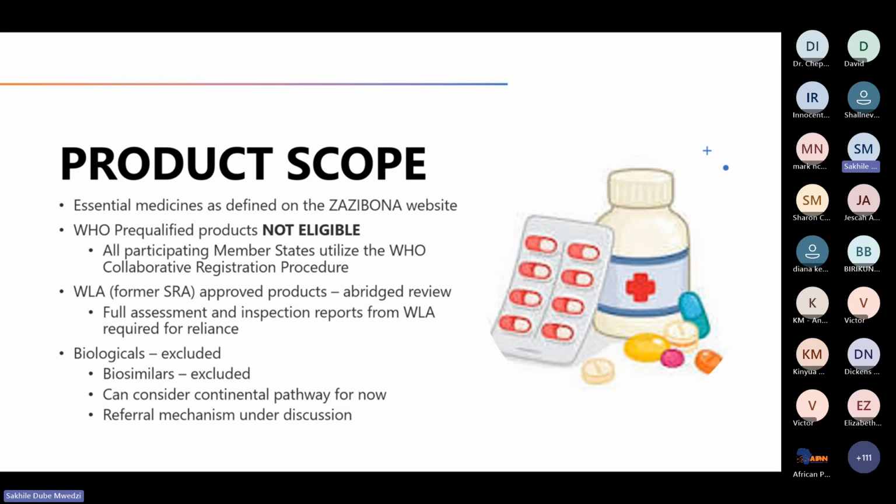We initially were not looking at products that require us to use reliance, i.e. those products that were from what previously were called the stringent regulatory authorities. So now they're referred to as the WHO listed authorities, WLA. However, because of industry requesting this, we then said, fine, we are prepared to do an abridged review, but bear in mind that we are not going to change the frequency of our meetings. So we still will do them quarterly. So it means that you might not get your approval within a 90-day period.